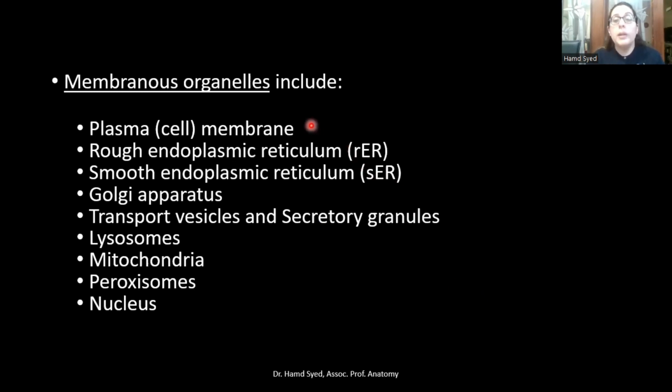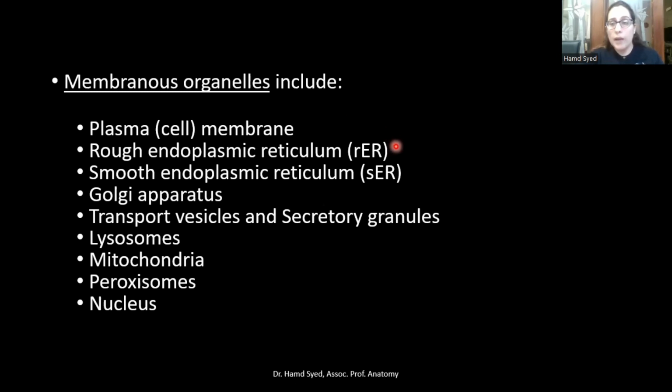So here comes the point that I mentioned in the first slide. I told you that the plasma membrane, also known as the cell membrane, which is the outer boundary wall of the cell, is also known as a membranous organelle. The reason the cell membrane can also be called an organelle is because it is not just a simple boundary wall surrounding the cell, but it has many functions. It is metabolically active. It is a dynamic structure. And for this reason, it is considered to be itself an organelle.